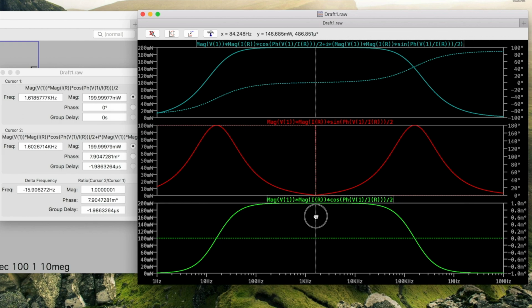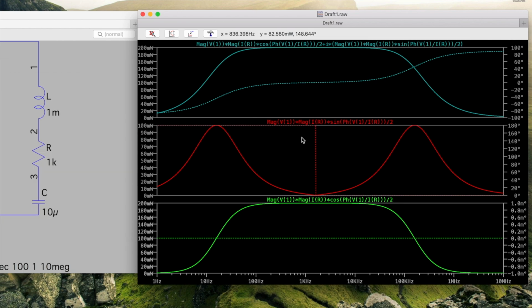I measure the active power with another cursor. It is also about 200 mW with a phase of 0 degrees. So the apparent power is about equal to the active power. We will now move on to the second phase of this power analysis.